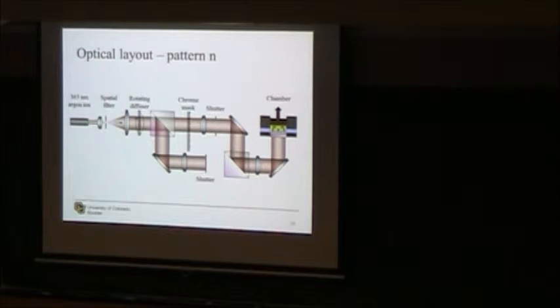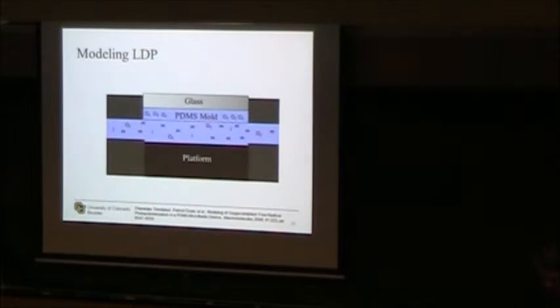So this is what it looks like on the analytical table. On the right here is our chamber with all our processing steps, and we're using a 365 nanometer argon laser and a rotating diffuser to create our projection system. And we're using a chromite glass mask to create our patterns, as well as unstructured light, and switching shutters off and on in order to control what particular light it gets, depending on what step you're on.